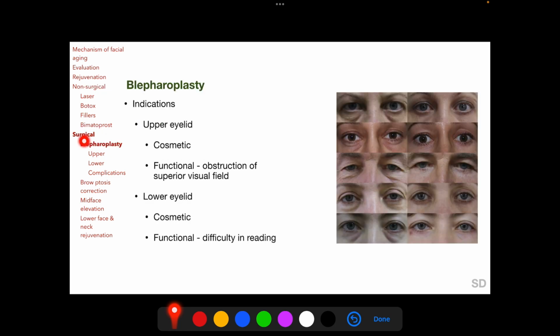Surgical techniques for facial rejuvenation include blepharoplasty, brow ptosis correction, mid-face elevation and lower face rejuvenation. Indications for upper and lower eyelid blepharoplasty is chiefly cosmetic, but there can also be functional indications for blepharoplasty. Functional indication for upper eyelid blepharoplasty can be obstruction of the superior visual field from excessive skin on the upper eyelid, and functional indication of lower eyelid blepharoplasty can be difficulty in reading, which occurs due to excessive lower orbital fat obstructing the near segment of a spectacle.